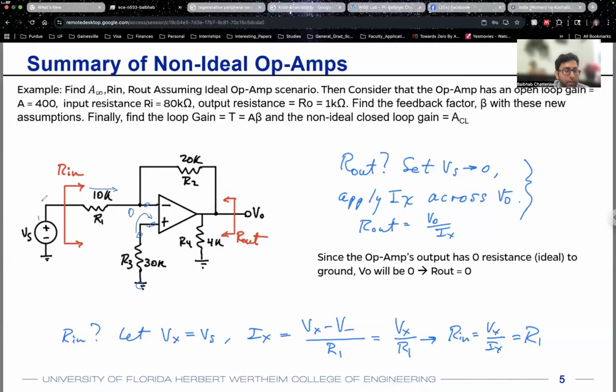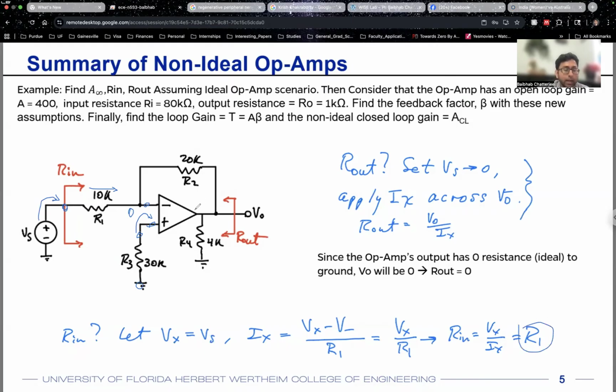So the current that is coming out of Vs is Vs divided by R1. Now, according to Ohm's law, your resistance looking into this particular terminal is going to be the voltage divided by the current. So Vs divided by Vs over R1, and that eventually gives you the R1 resistance.